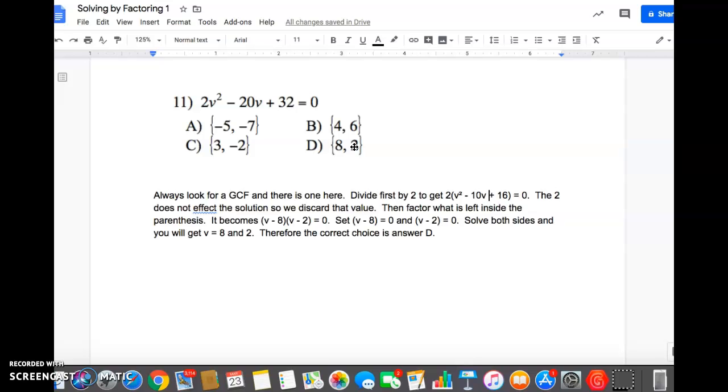Just like I said with the previous problem, though, you could plug 8 into v squared and 8 into v. This would all give you a 0 to make sure you're right and check your solutions. Same thing with 2. Put 2 in there. 2 squared for your v, 2 for this v. Check those and you would get your solution.